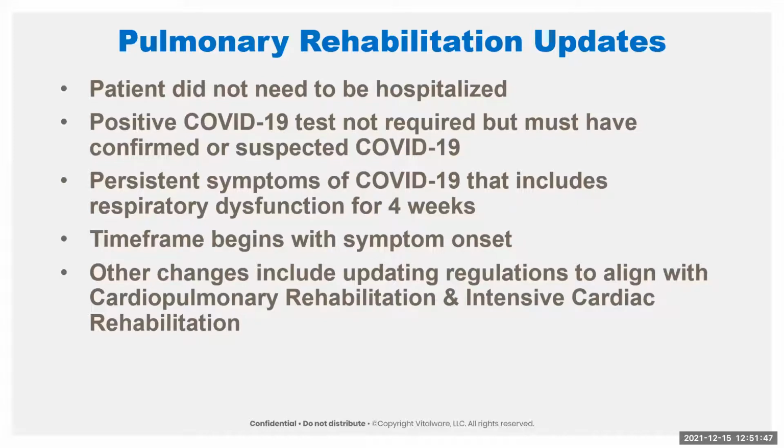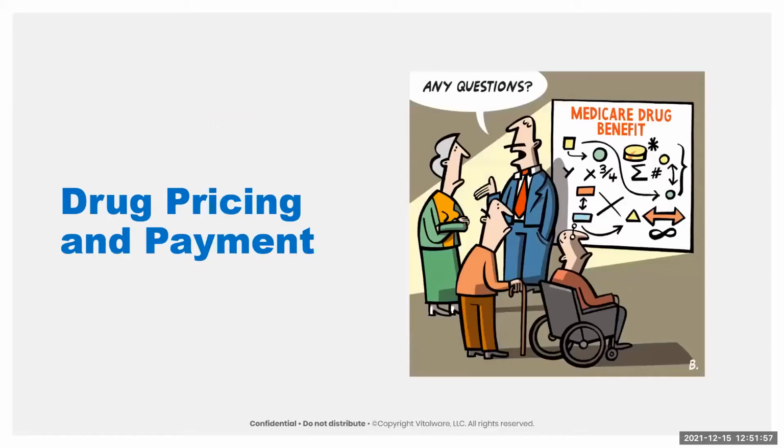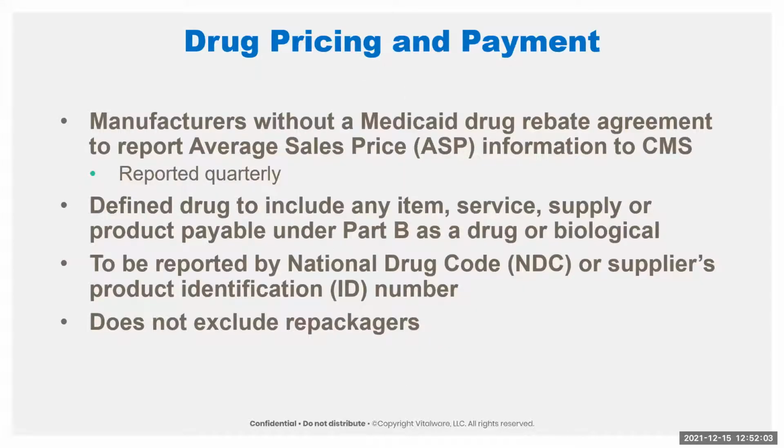And so they've also changed some of the regulations to align the cardiopulmonary and intensive cardiac rehab. So it wasn't anything that was outrageous. So drug pricing and payment. Manufacturers without a Medicaid drug rebate agreement are supposed to report the average sales price information to CMS on a quarterly basis. And CMS has defined the drug to include any item, service, supply, or product payable under Part B as a drug or biological, and it should be reported by NDC code or the supplier's product identification number, and it does not exclude repackagers.